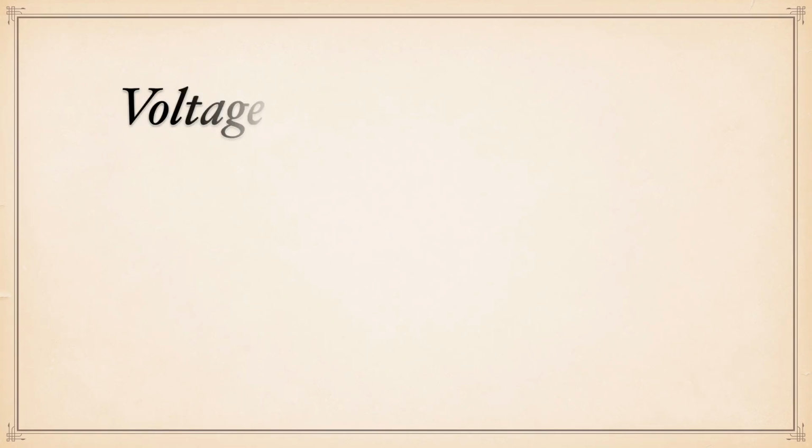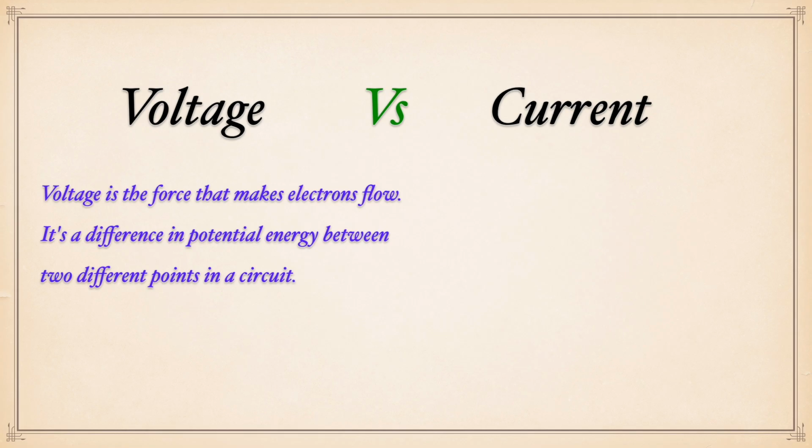Let's see the difference between voltage and current. Voltage is the force that makes electrons flow. It's a difference in potential energy between two different points in a circuit, whereas current is the rate of flow of electrons. Sounds difficult to remember, right? Don't worry. With upcoming live examples, it becomes familiar to remember. Here comes our live examples.